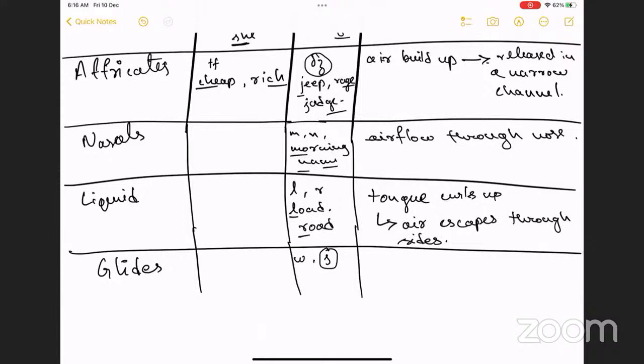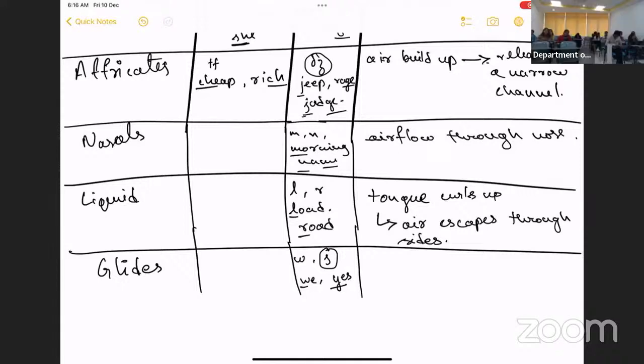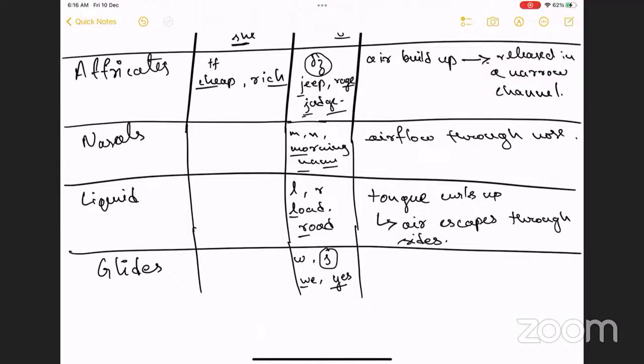For example, for w we say wa. And for j, it is actually the sound ya, that is yes. Although I'm writing j here, please remember these are the phonemic chart letters that I'm using in this particular chart. That is why it is ya. It is not the same as the j in judge, which I used in the affricates over there.